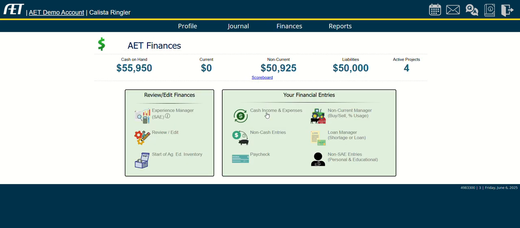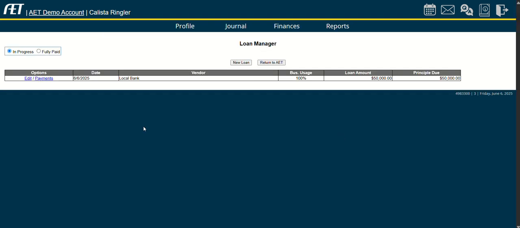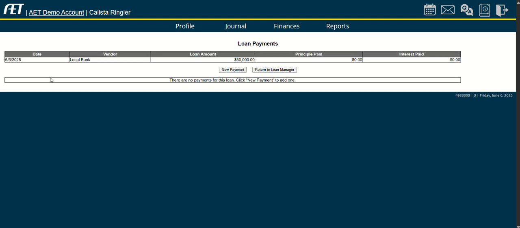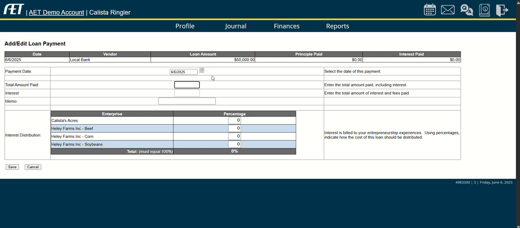We know how to do income and expenses. We know how to do non-cash entries. We know how to make a loan, but how do we mark that we're making payments on those loans? So let's go over that next. To make a payment on your loan, you would hit your loan manager, and then over here you can choose to either edit your information you put in to start or mark your payments. So I'm going to hit payment. I'm going to do a new payment on this.